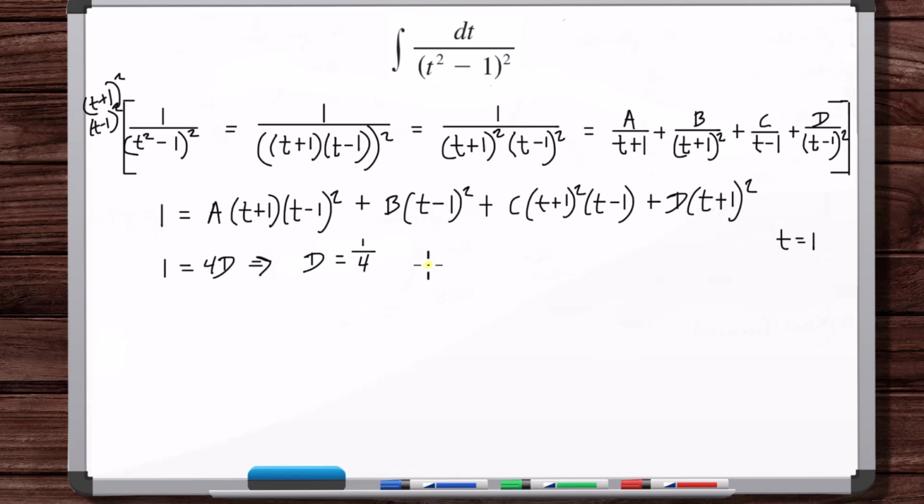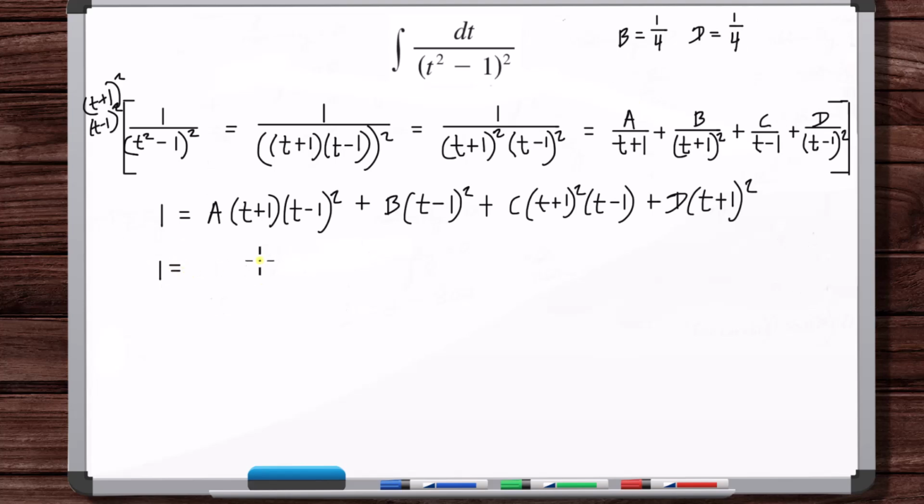Okay, is there another simple substitution we can make for t? We could do t is equal to minus 1. In that case, we've got 1 is equal to, all of these go away, and we're left with minus 1 minus 1, which is minus 2. So b is also equal to 1/4. Okay, so let's put this over here. We've got b is equal to 1/4. D is equal to 1/4.